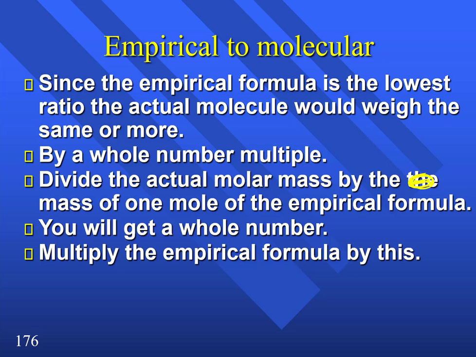So the difference between CO2 and C2O4 was the CO2 weighed 44 grams for 1 mole. The C2O4 weighed 88 grams for 1 mole. It was twice as heavy because it had twice as much of everything. So what added piece of information do we need? What we need is the actual molar mass. So they have to give you more information. They got to tell you how heavy 1 mole really is, or give you enough information to figure it out.